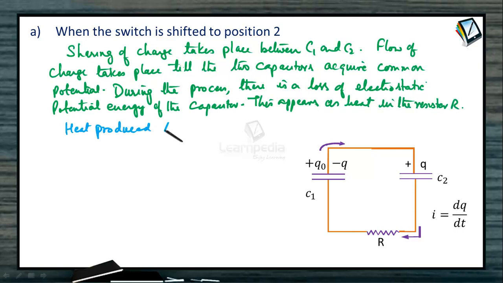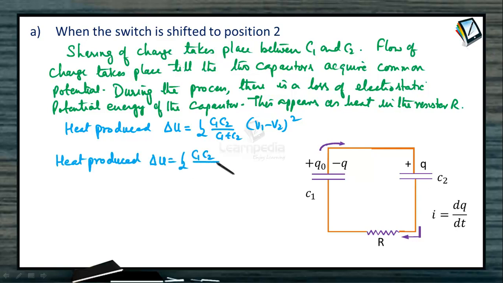Heat produced, we know delta U, we have the formula for the capacitor: C1 C2 divided by C1 plus C2 times (V1 minus V2) whole square, where V1 and V2 are the initial potential differences across the two capacitors. What is V1? We know I naught R. What is V2? 0. Let us substitute. Heat produced will be half C1 C2 by C1 plus C2 into (I naught R minus 0) whole square. So finally, the total heat produced will be I naught square R square C1 C2 divided by 2 times (C1 plus C2).